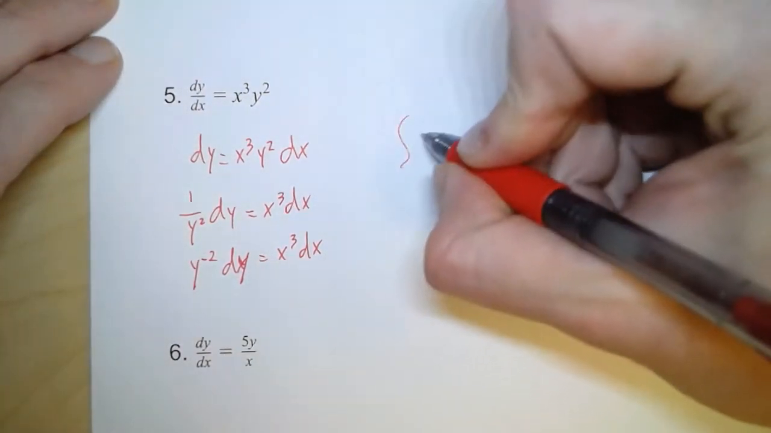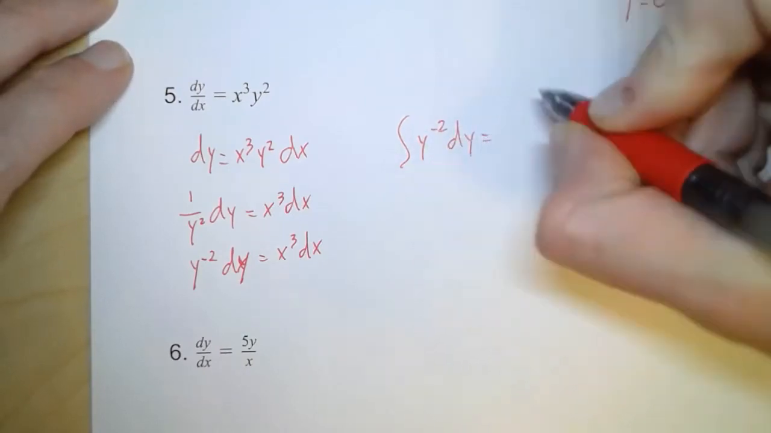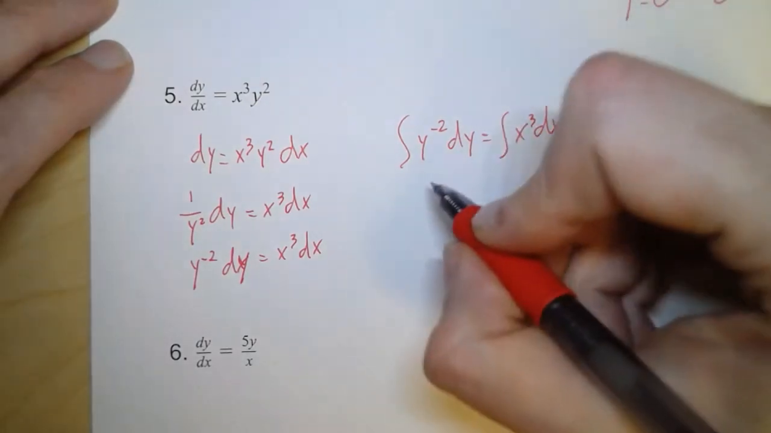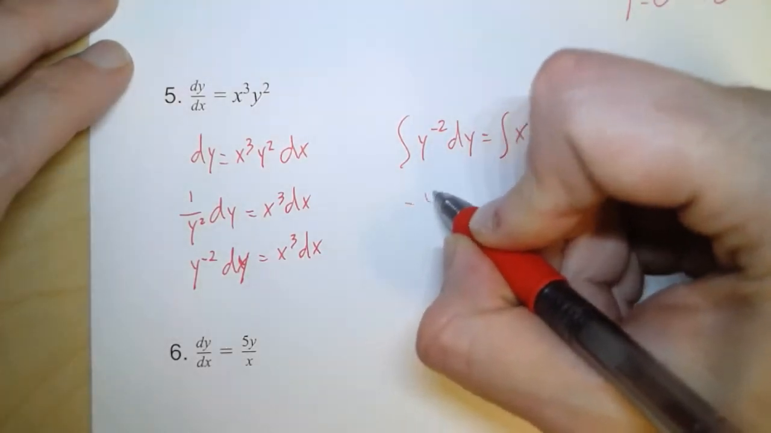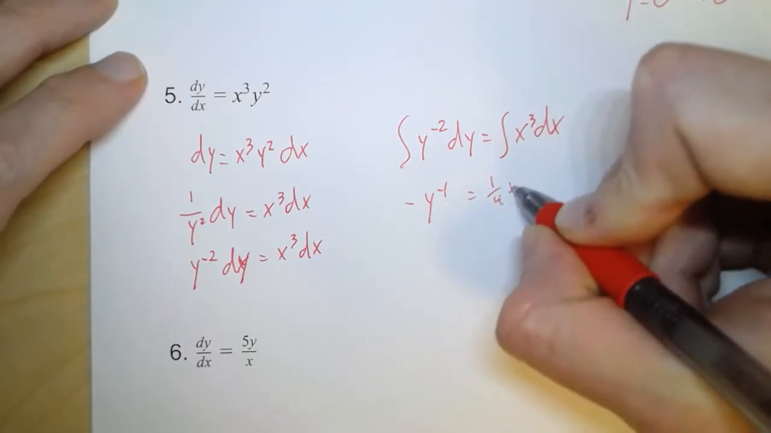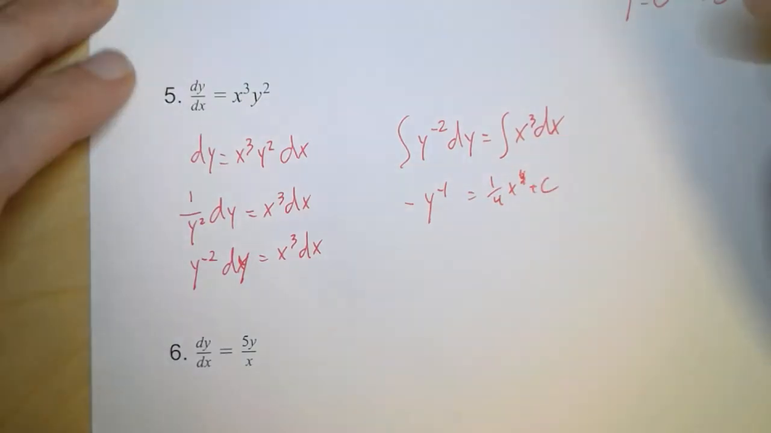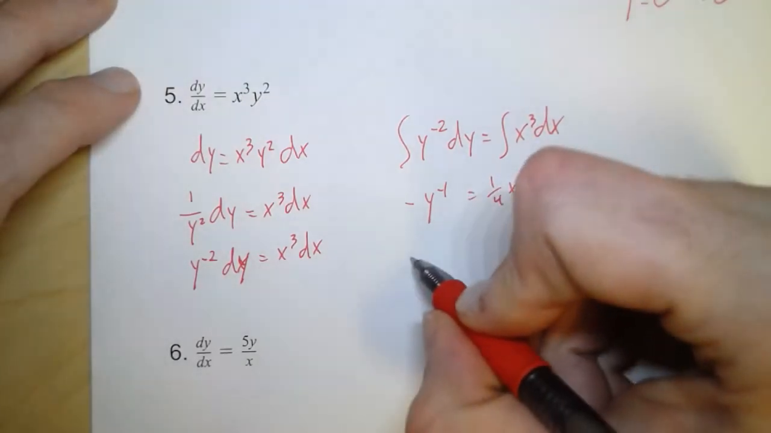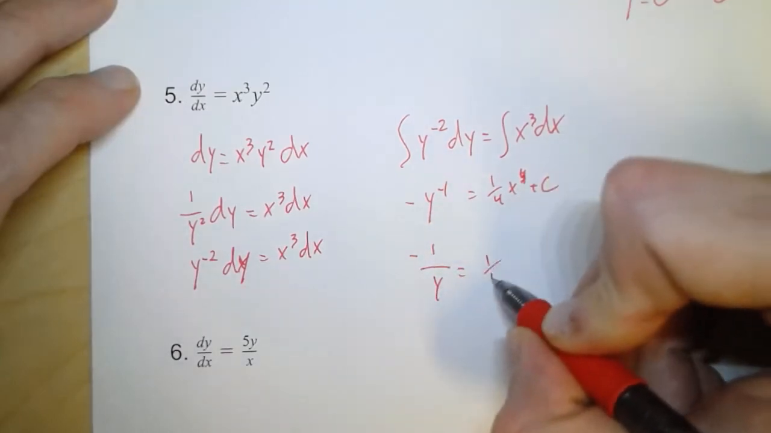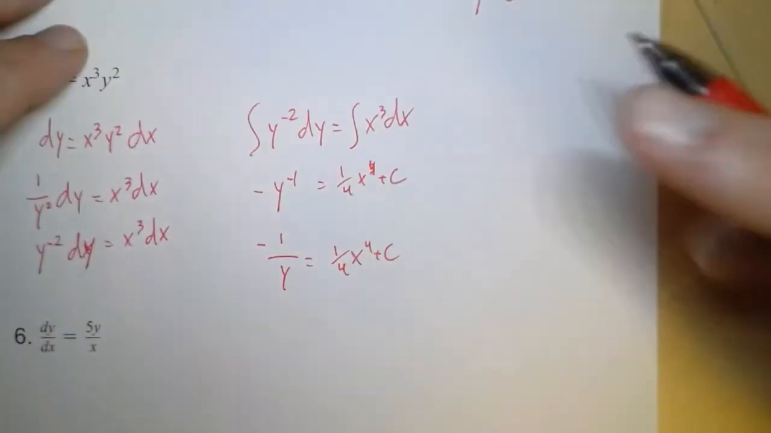So now we can integrate. So y to the -2 dy equals integral of x cubed dx. So this is going to become negative y to the -1, and that's going to become 1/4 x to the 4th, plus c. And so when I rewrite that, that's going to be -1 over y equals 1/4 x to the 4th plus c. So that's step 2.